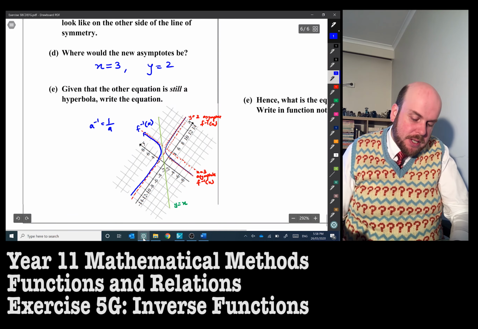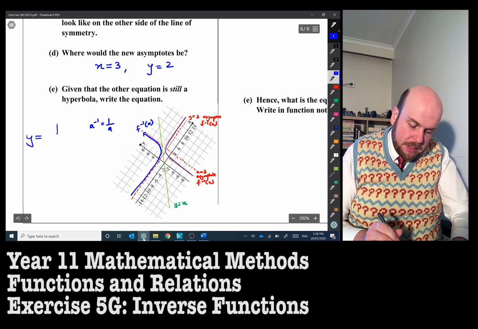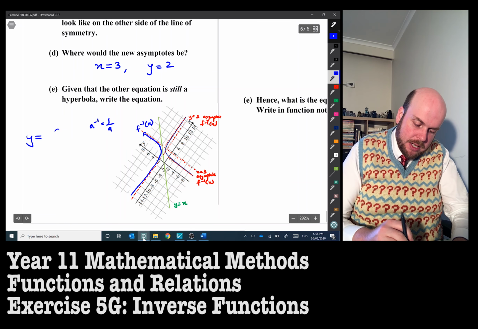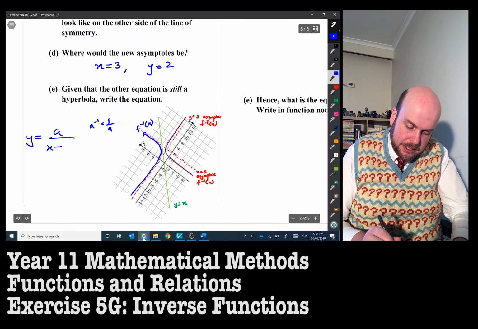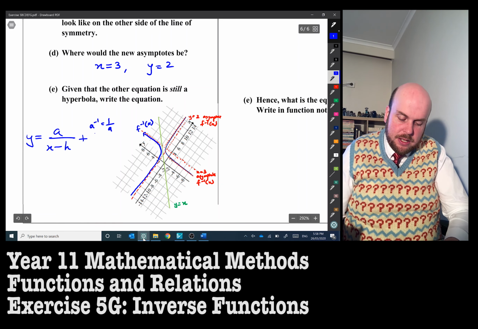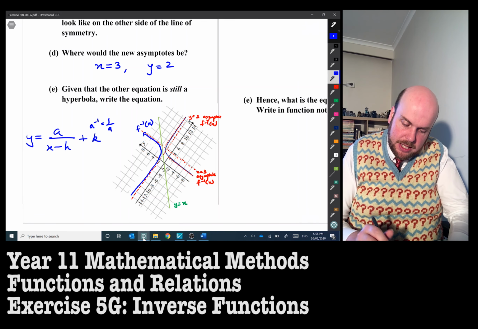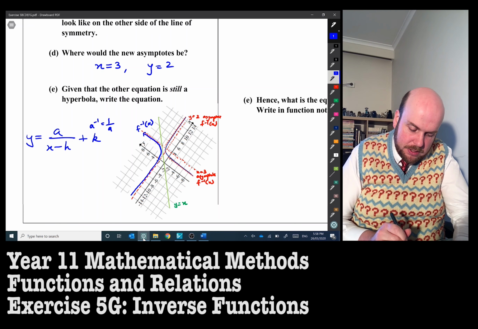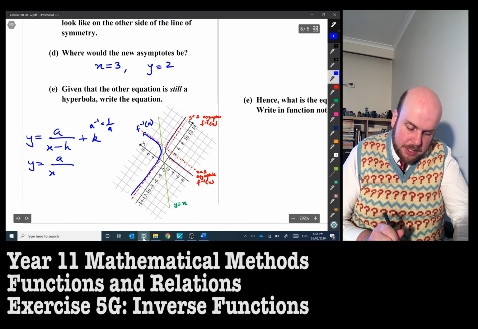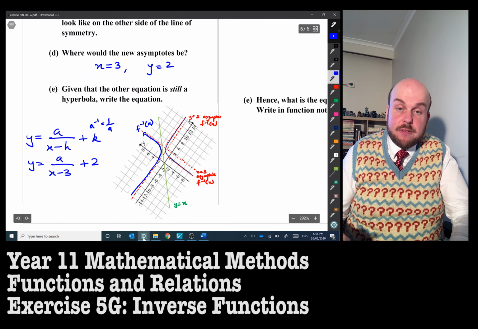Given that the other equation is still a hyperbola, write the equation. So yes, it's still going to be in the form a over x minus h plus k. So now we just need to fill in those values. We know the vertical asymptote is still at x equals 3, so that's going to be x minus 3. We know it's gone up by 2, so I just need to find this value of a.